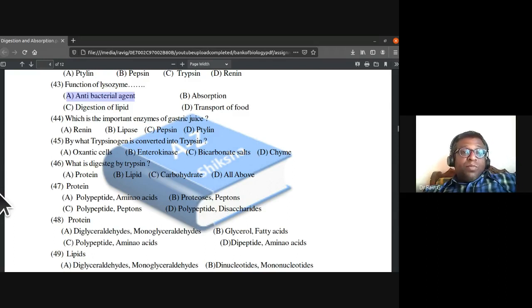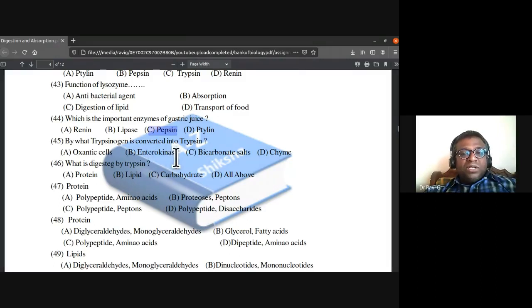Which is the most important enzyme of gastric juice? So for 44, the answer is C. Pepsin is the most important enzyme of gastric juice, because renin is active only in infants who have a diet of milk. So pepsin is the important enzyme of gastric juice among these three. Ptyalin is salivary amylase, another name for it.